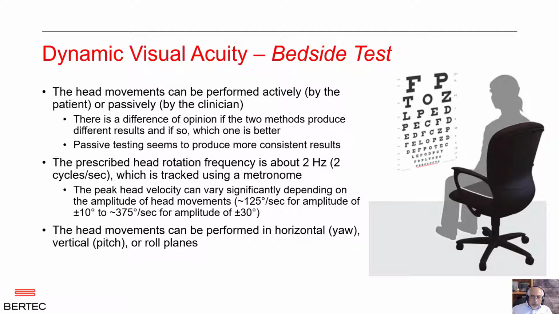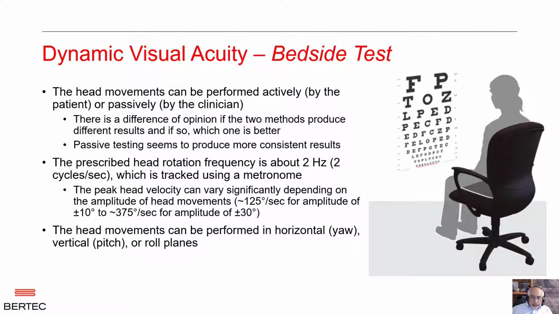The prescribed head rotations in the bedside DVA are sinusoidal with the frequency of about 2 Hz, or 2 cycles per second. That means the head moves from one side to the other side and back to the starting point in half a second. Usually a metronome is used to synchronize the head movements.